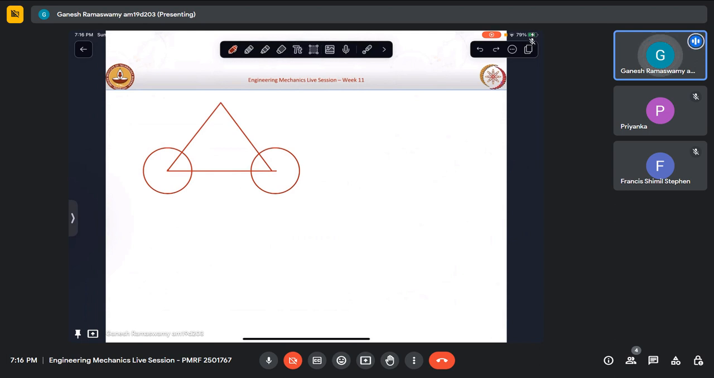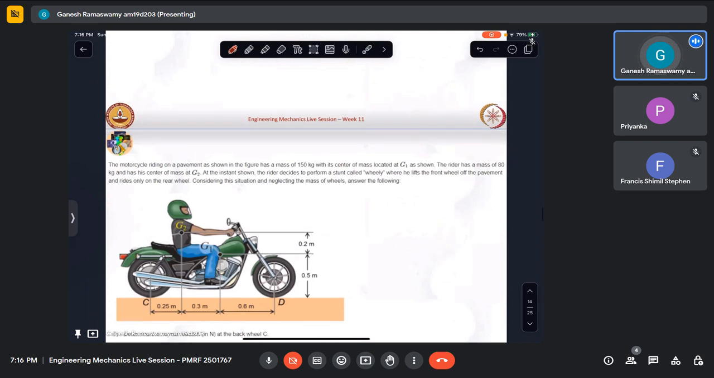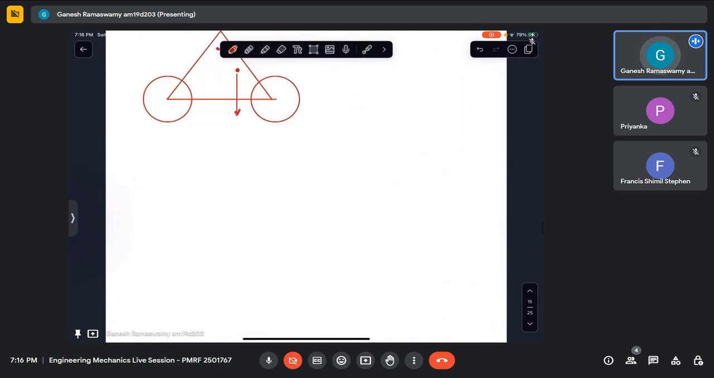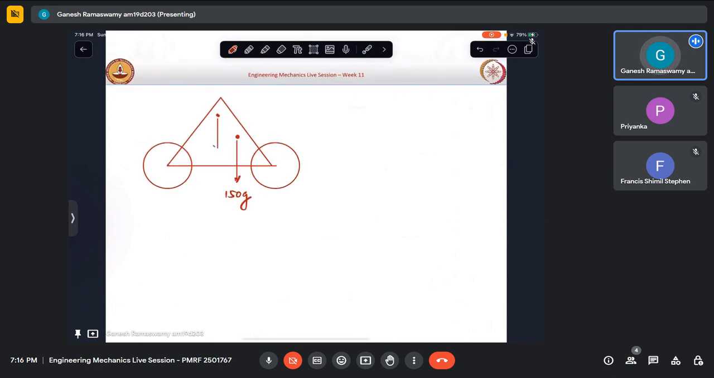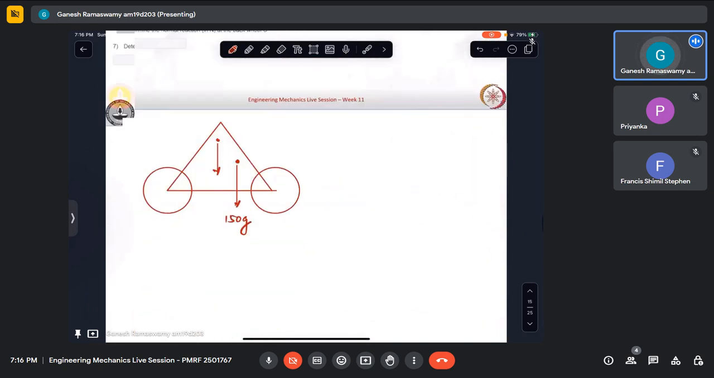Okay, I take it that you can figure that out. I don't want to go into this. So okay, what is the mass of the bike? That is given to be 150 kg. So I have 150 g here. Then this is the mass of the person riding the bike. This is given to be how much? 80. So this is 80 g.